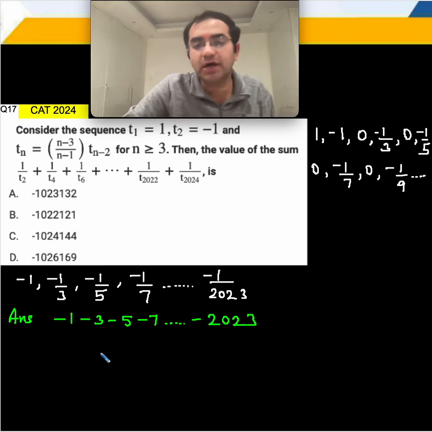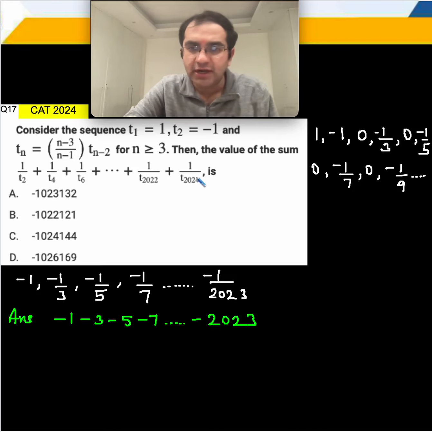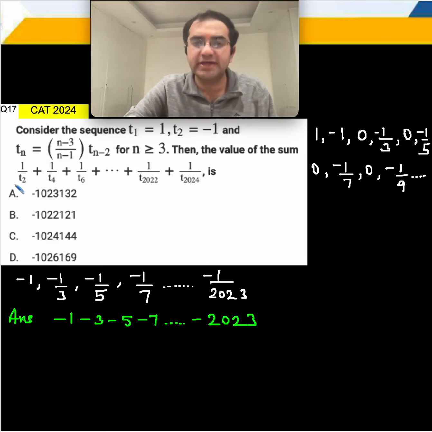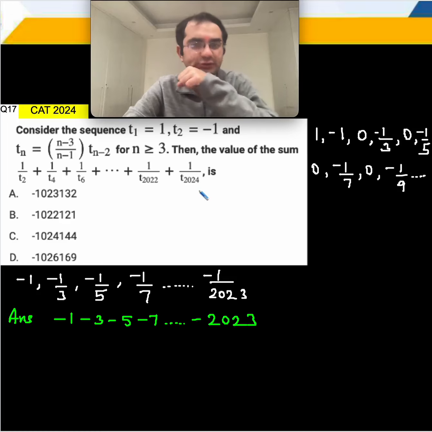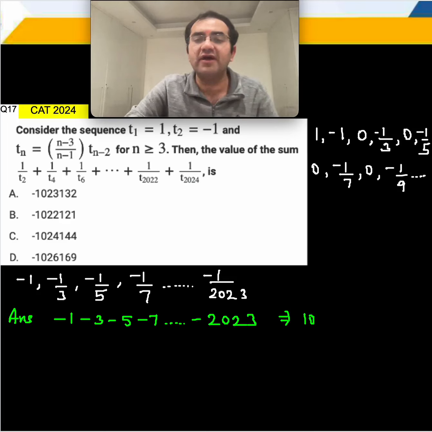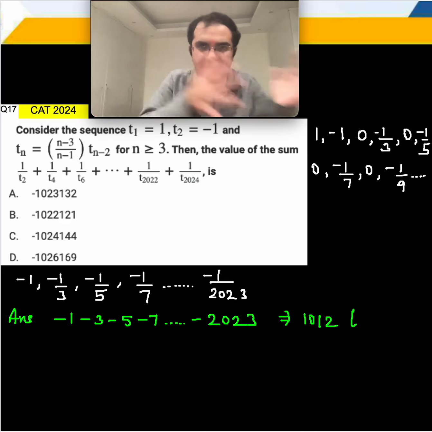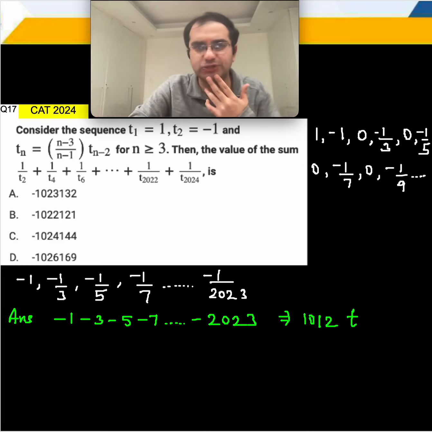How many terms are these? 2024. So you are taking t2, t4, t6, t8. You are taking all the even terms till the last one 2024. This is a total of 1012 terms. आधे ले लिए, आधे छोड़ दिए. क्यों छोड़ दिए? Because वो 0 थे. So 1012 terms को ऐड करना है.